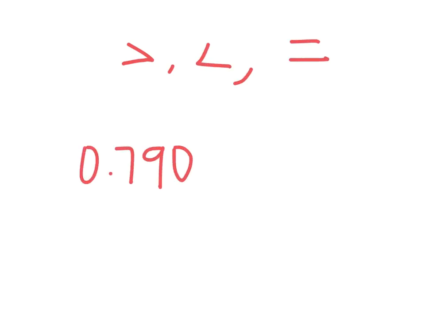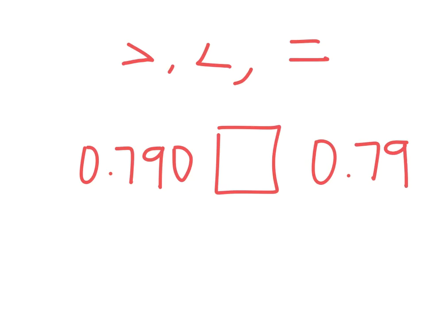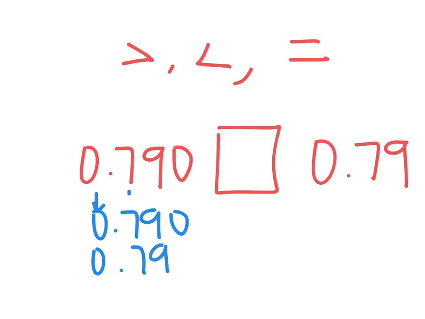We're going to do another example where we need to compare using the greater than, the less than sign, or the equal sign. I have 0.790 in that box. I'm going to put one of my symbols and 0.79. I'm going to stack these guys up so that I can easily compare them. Okay, they both have 0 ones, 7 tenths, 9 hundredths.